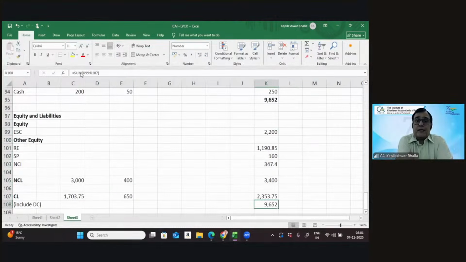Wow, we got the answer 9652. The balance sheet is agreed. Wonderful indeed. That means we've done the calculations absolutely correct. I know we've taken almost 1 hour to do the question, but that was with explanations going slow and steady. Otherwise, I think you can decently do it in around, I would say, 45 minutes.